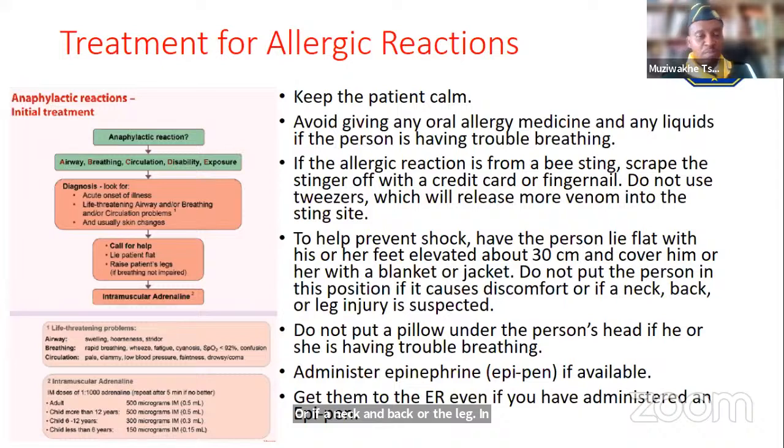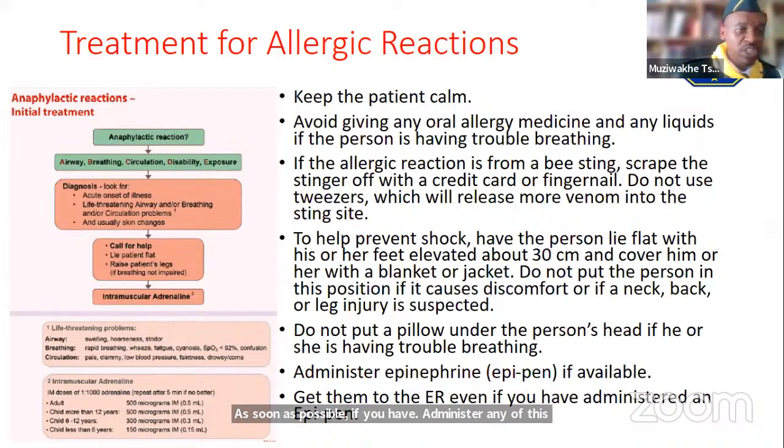And then the other point that's important, do not put a pillow under the person's head if he or she is having trouble breathing, because when you put a pillow or something else under the head, it might further obstruct breathing by closing or occluding the airways. And where possible, if there's a need, administer the epinephrine or the EpiPen if it's available. And also get them to the emergency room as soon as possible if you have administered any of this.